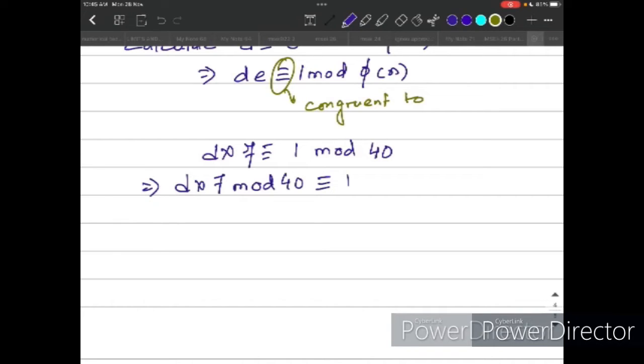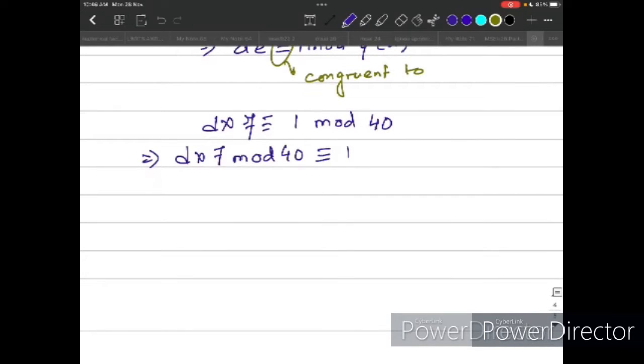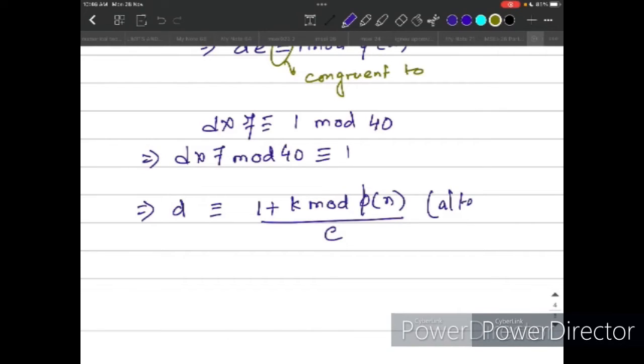And we can do one more thing. Look at this: 7 into 1. What value of D will we take? Take D as 1, 2, 3, and keep multiplying like this and keep dividing by mod 40, what will the remainder be? 1. But doing it like this will become very difficult. So what will we do? One more method is there here. D equal to 1 plus K mod phi of n upon E. This is also one method to calculate this D. Okay, because in this way, the calculation will be very lengthy. So we are using this alternate formula.